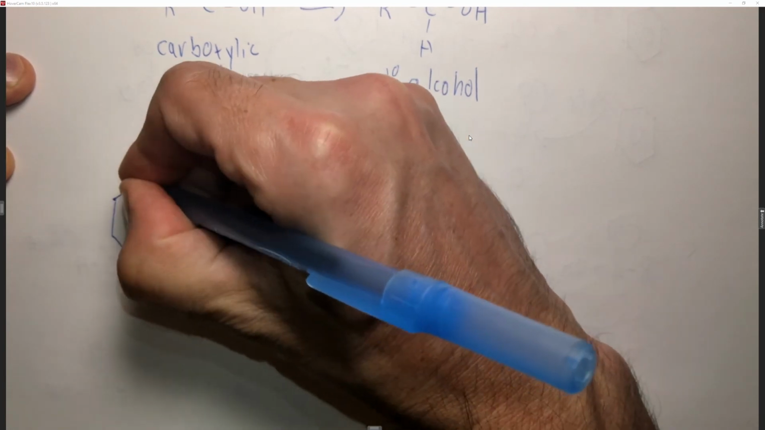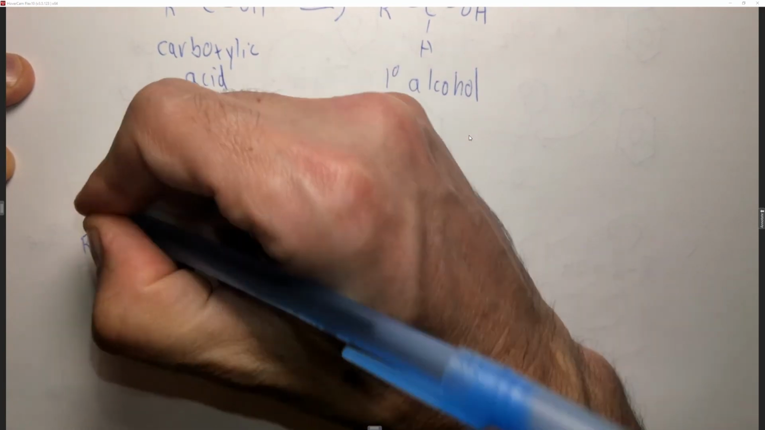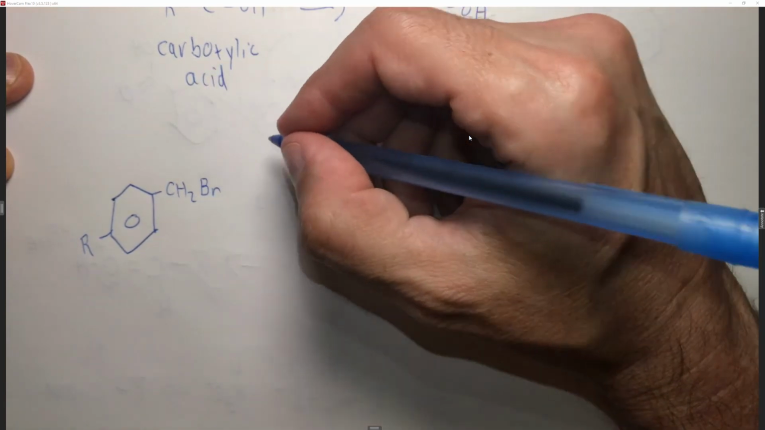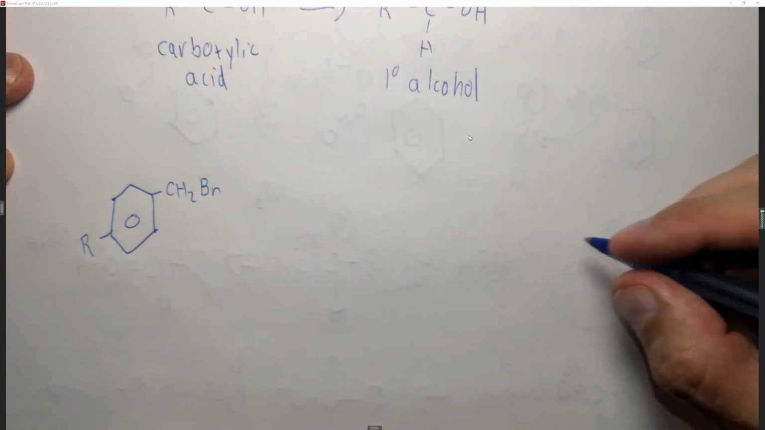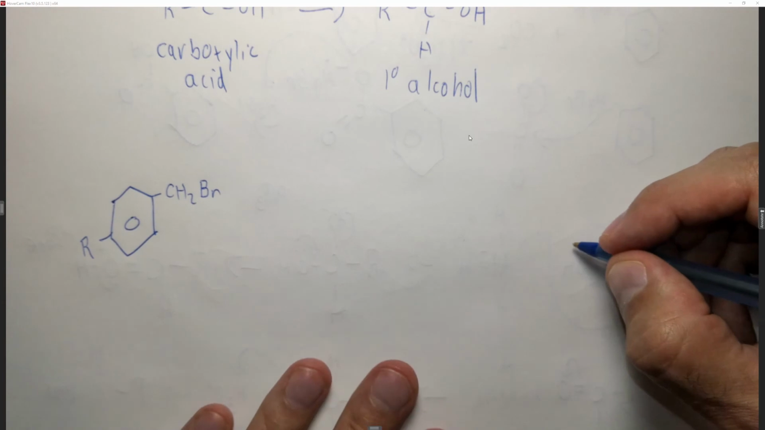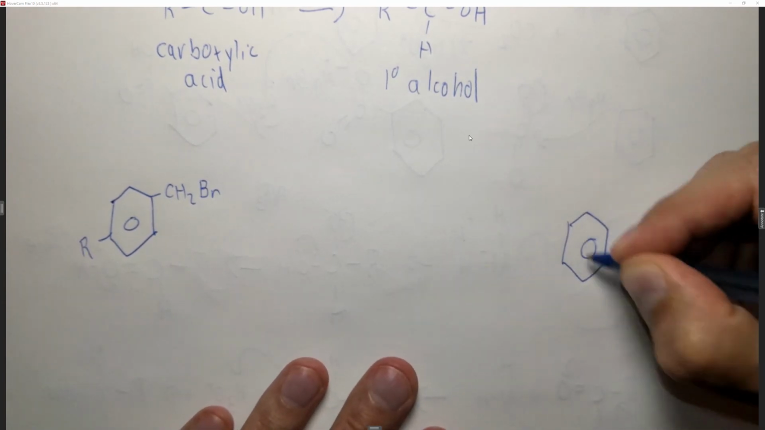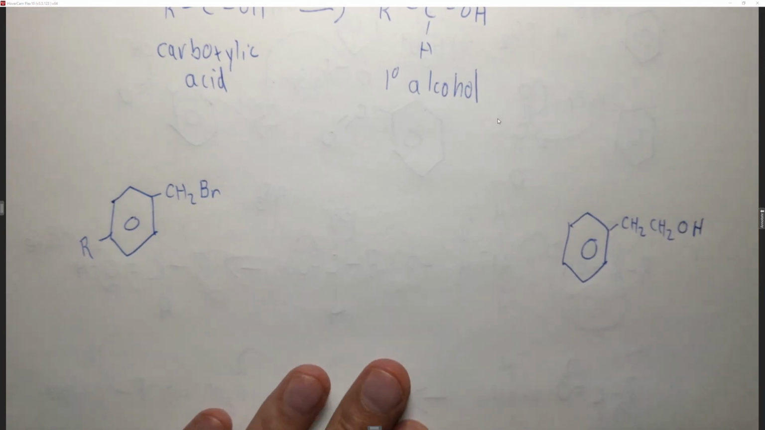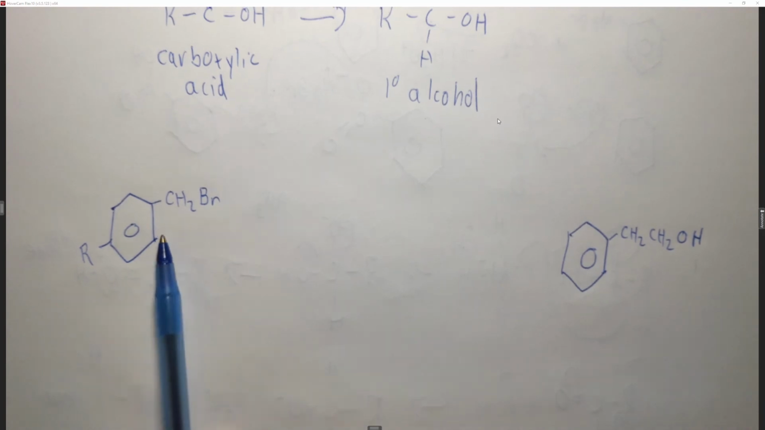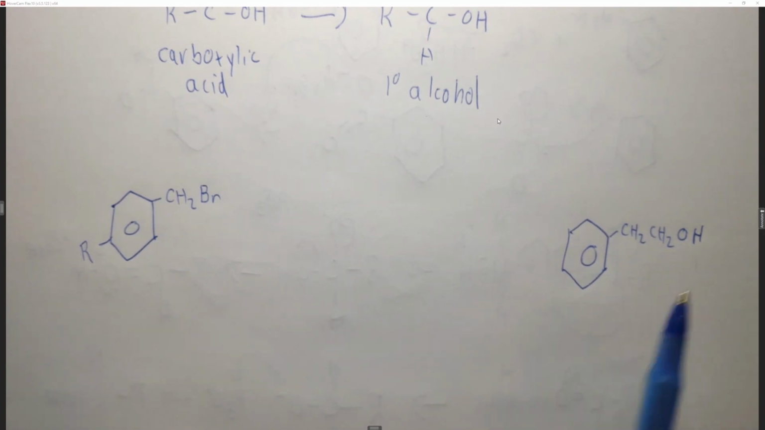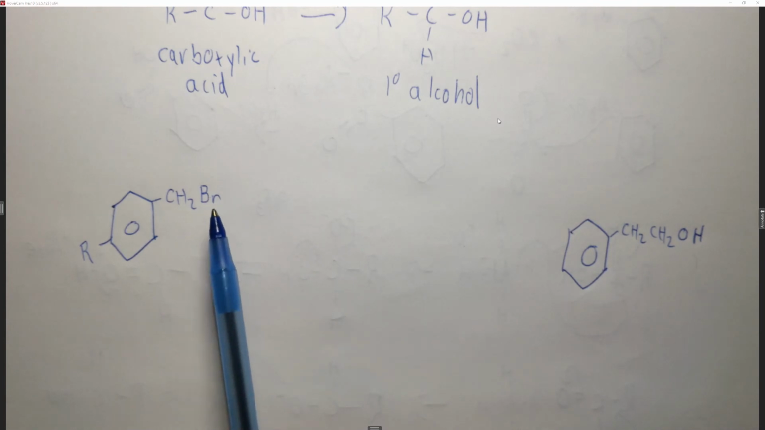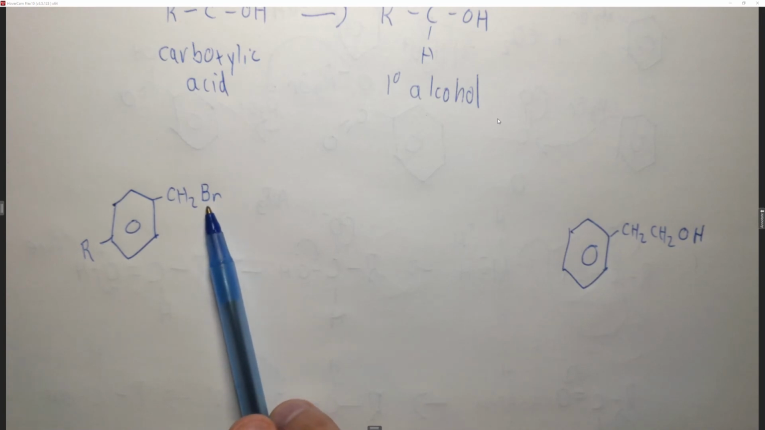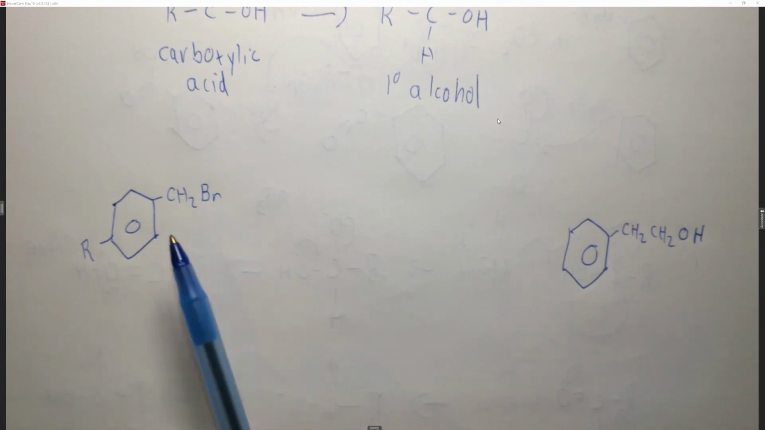We have a ring, some R group here, and we have CH2Br. And I would like to know two ways to get this to form over here. A ring, CH2, CH2, OH, like that. So, what is the difference between this molecule and this molecule? Well, there's a couple differences. One, this is an alcohol, and in this one, it's an alkyl halide. The second major difference is the number of carbons.